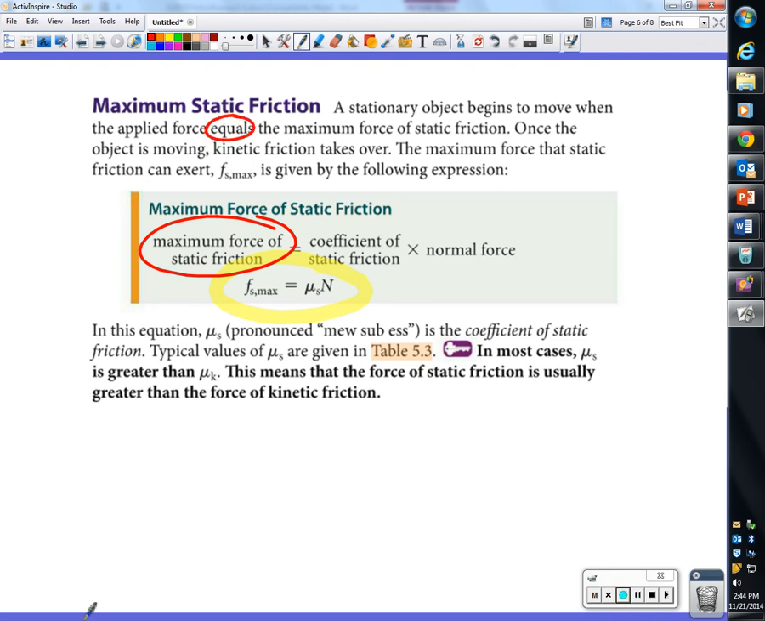If the applied force equals the maximum static friction force, what's true? It's still in equilibrium, right? It's still net force 0. So let's change equals to exceeds.